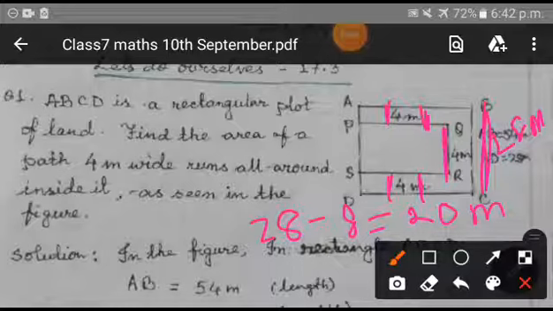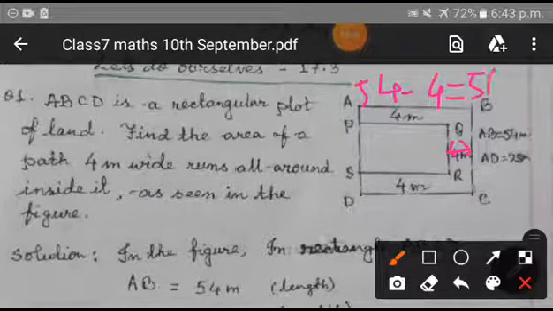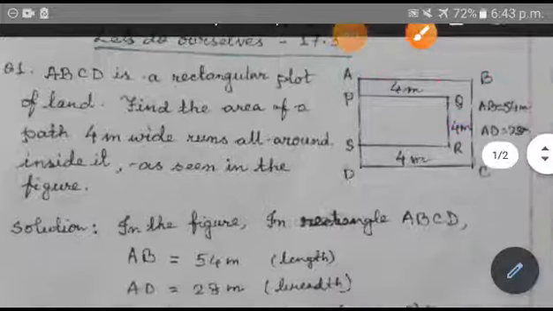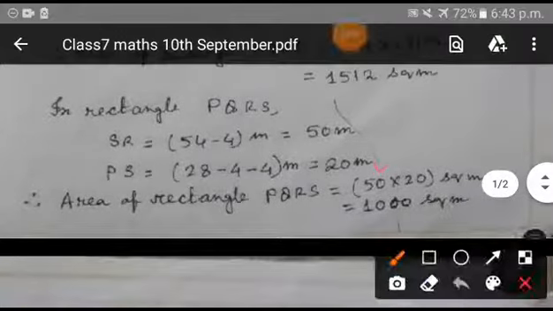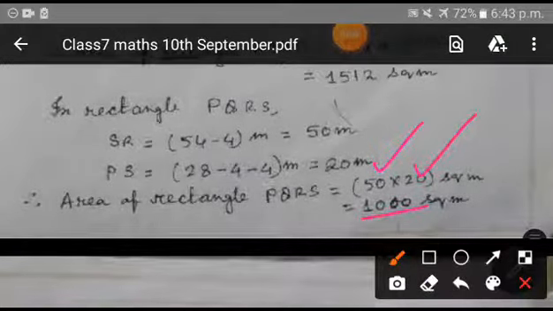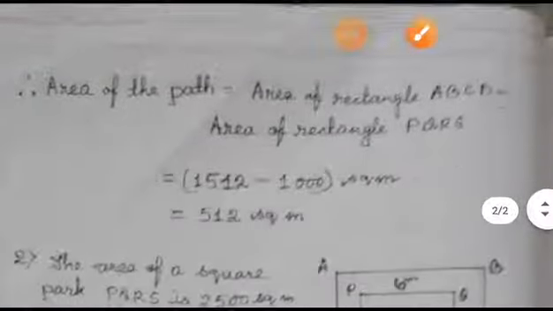Now along the length, if you want to calculate the length of the interior rectangle PQRS, in this case what you will do? You know that the width of the path is 4 meter, but this is present only in one side. So in that case, you are going to subtract only 4. That means 54 minus 4 you are doing, which is 50 meter. So now you are calculating the area of rectangle PQRS, which is 50 into 20, that means 1000 square meter. Now you will have to calculate the area of the path. How you will calculate it?